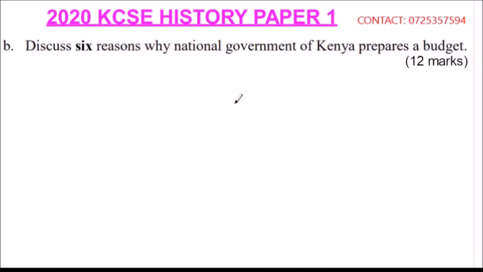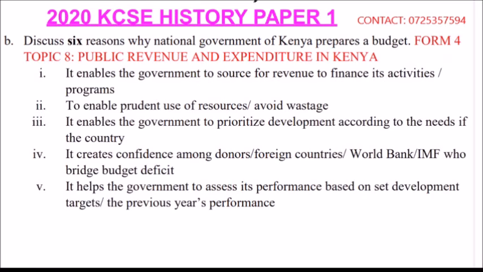Part B, discuss 6 reasons why the national government of Kenya prepares a budget. The national government of Kenya prepares a budget. It enables the government to source for revenue to finance its activities or programs, like building roads, paying public servants, those people who work for government, and running the government, like the parliament and so forth.